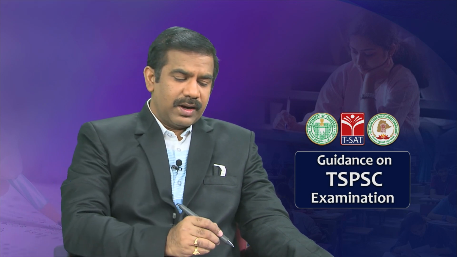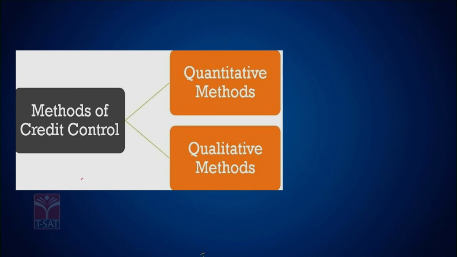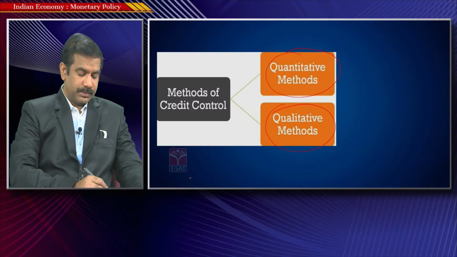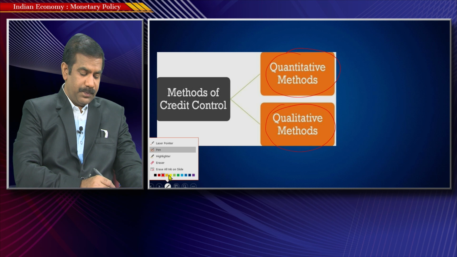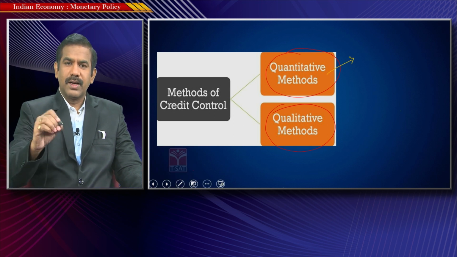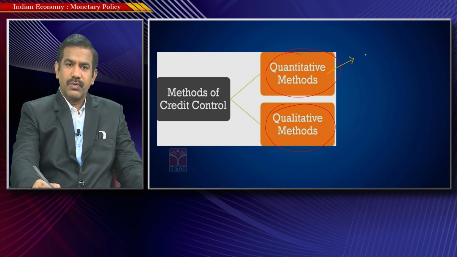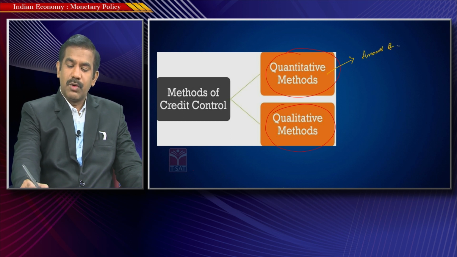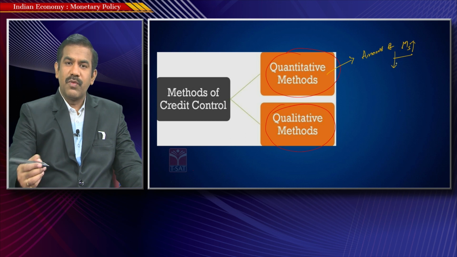Broadly, we divide the tools of monetary policy into two different types: quantitative and qualitative. If you look at quantitative tools, quantity explains the fact that any quantitative tool is going to alter the amount of money supply. So either it results in an increase in the quantity of money supply, or it reduces the amount of money supply in the economy.